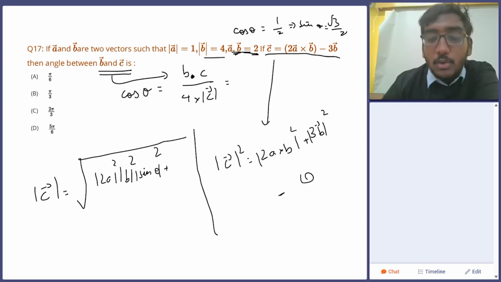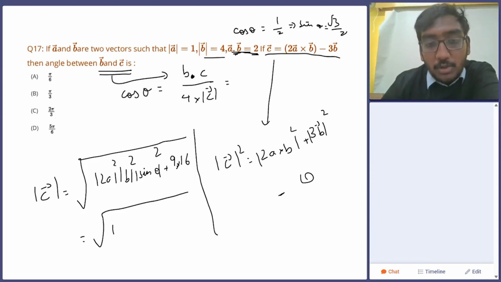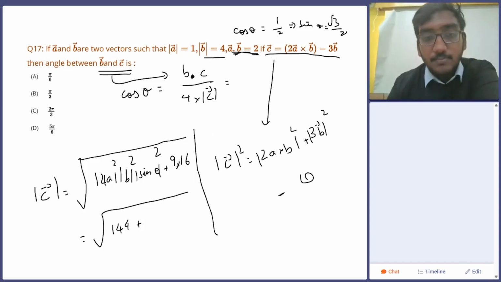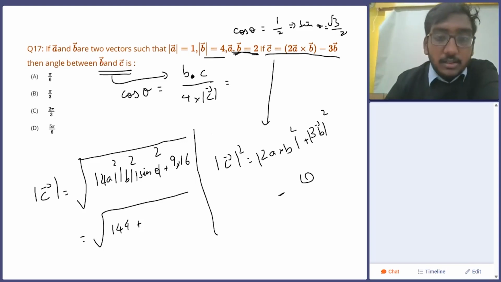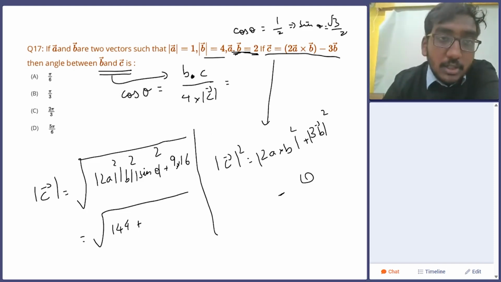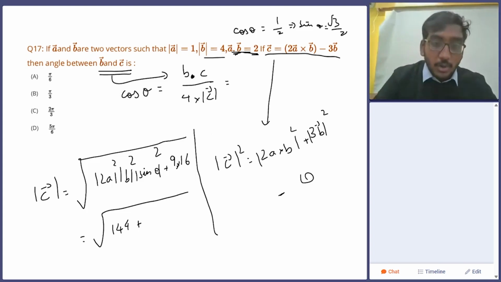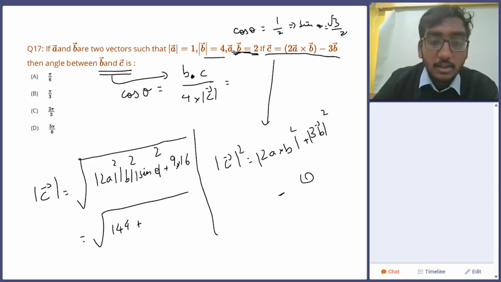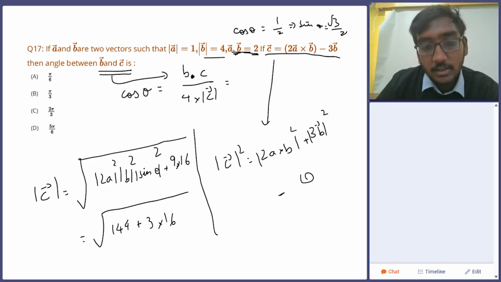Plus 3B whole square can be written as 9 mod B square, no? So 9 into mod B square is 9 into 16, that is 144, okay? So it will be the root of 144 plus, what is this? Sin square theta will be 3 by 4, right? Just one minute. Sorry, mod of 2A whole square will be 2 square, that is 4, right? 4 into mod B square into 3 by 4. So the final answer is 3 into mod B square, which is 16, right? So it will be the root of 192. C will be root of 192.